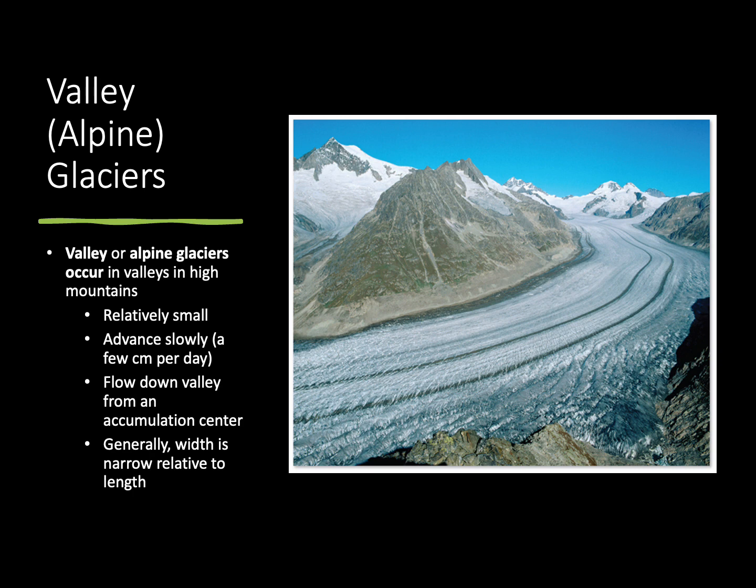For the most part, these are relatively small glaciers, and they're going to be confined into the valleys, the very low-lying areas of our mountain. And remember, glaciers flow just like a river, but they move incredibly slowly. So these valley glaciers move at a few centimeters per day, maybe an inch per day maximum. And they're just going to flow down the valley because of gravity.